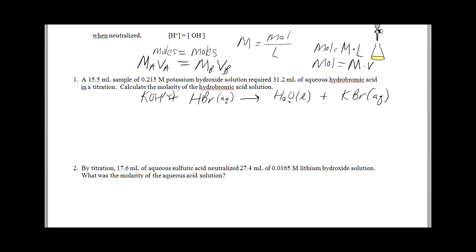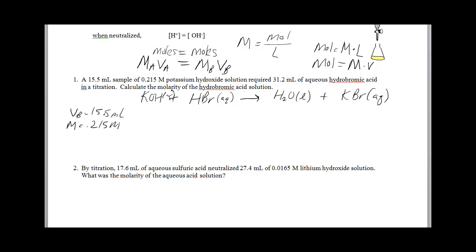Okay, everything is balanced. It's a 1-to-1. Now I'm going to go up here and start listing out what I know. I have a 15 milliliter sample of a 0.215 potassium hydroxide. This potassium hydroxide is my base. So what do I know? I know the volume of my base, and I know the concentration of my base, 0.215.